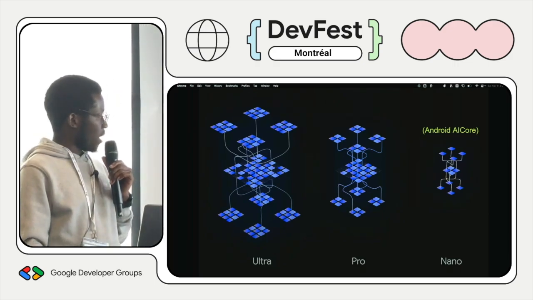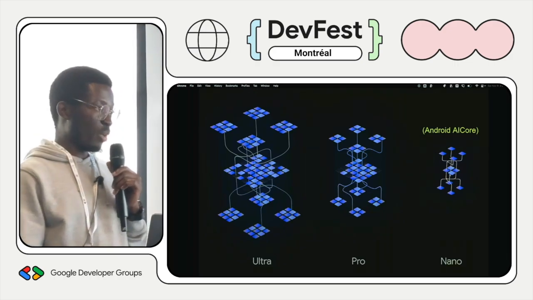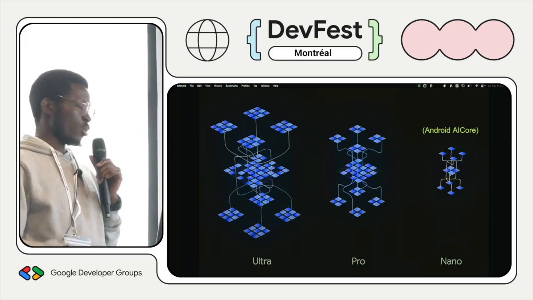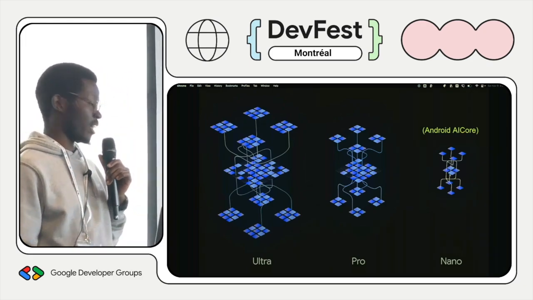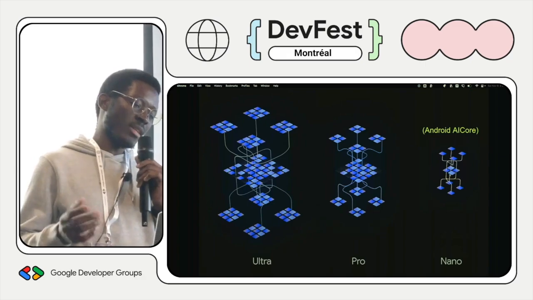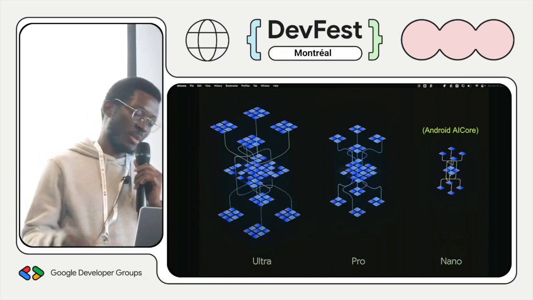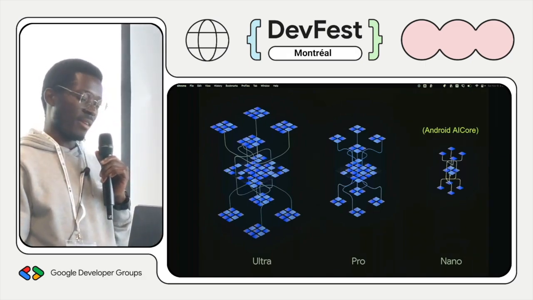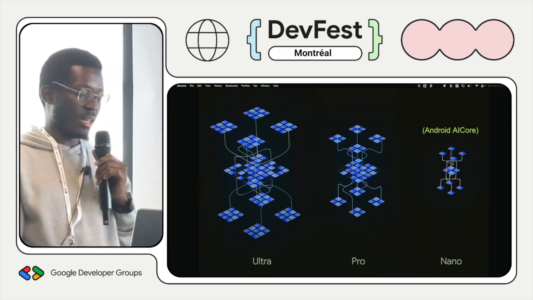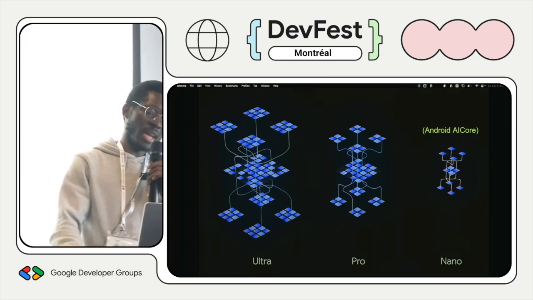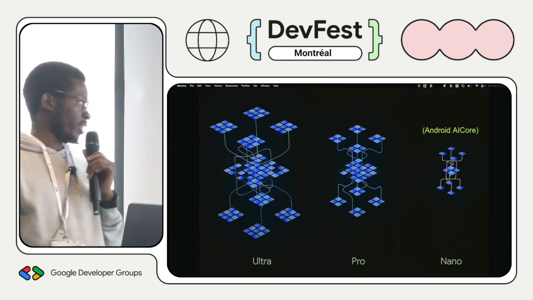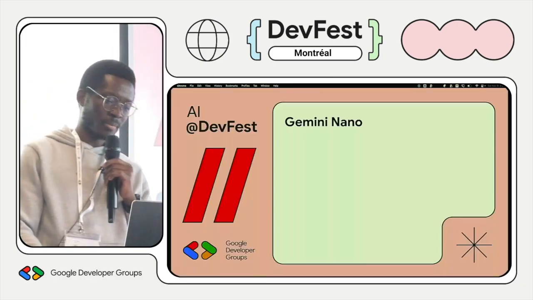When it comes to Gemini, the model is divided into three sizes, if I can say it like that. There is the biggest one, Gemini Ultra, which can be used for a whole bunch of stuff. There is the medium one, which is Gemini Pro. And the smallest one is Gemini Nano, and we'll talk a little bit about that shortly.